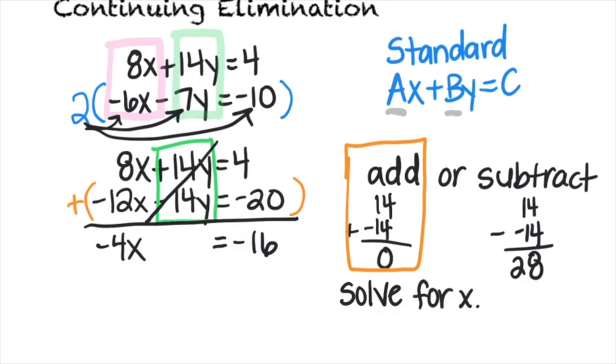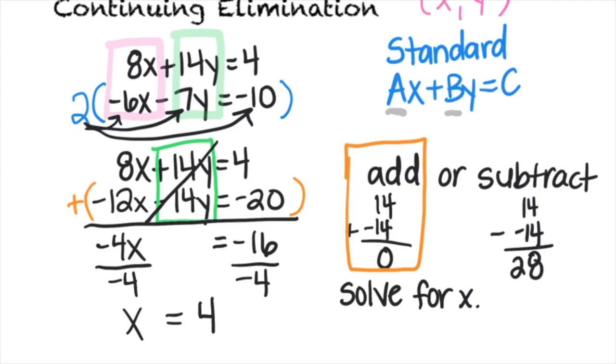So now to solve for x, we're going to divide by negative 4, and x is now going to equal positive 4. So we have that x value, which is half of the answer, because remember our final answer needs to be an actual point. So our solution needs to be an xy point.